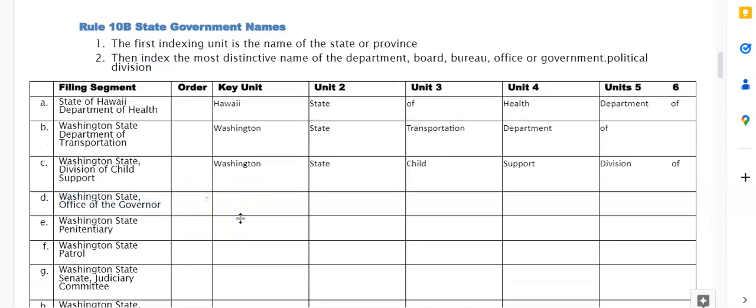Next we have Washington State Office of the Governor. So here Washington is the name of the state. For Unit 3 now, the office's name is, or the most distinctive part of this is, Governor, because it's the governor's office. So Governor is Unit 3. Office is Unit 4, of is Unit 5, and the is Unit 6.